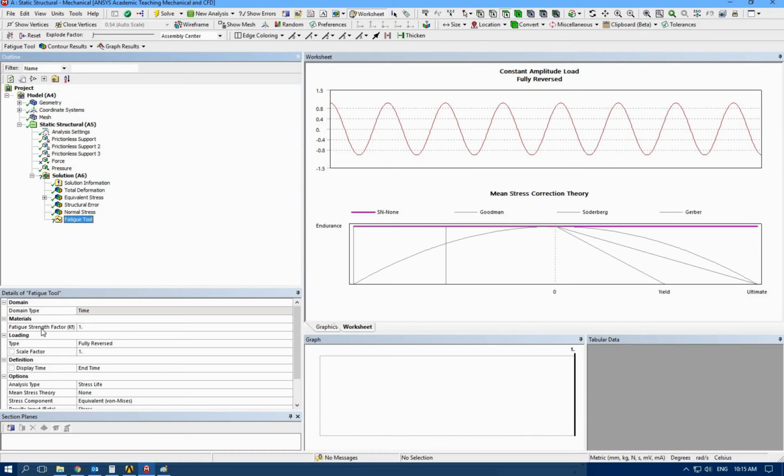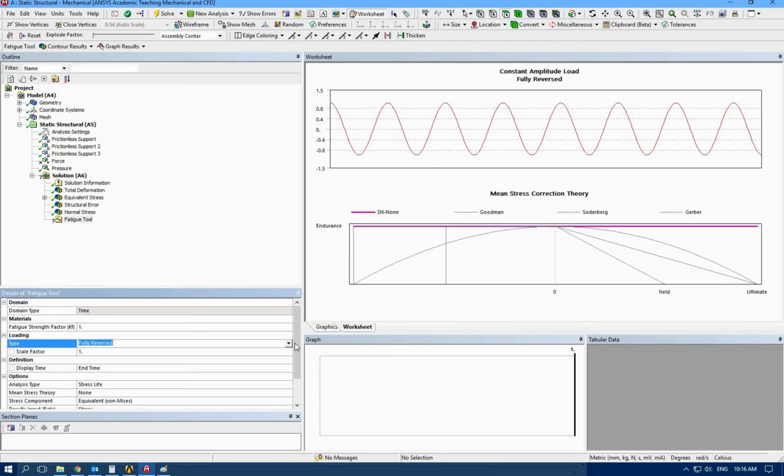First one is fatigue strength factor. This is exactly the correcting factor combined. So you have CA, CB, CC, CD, each applying the contribution of different factors. You can multiply all those factors to each other and apply the final number here, which could be 0.9, 0.8, 0.3, anything else.